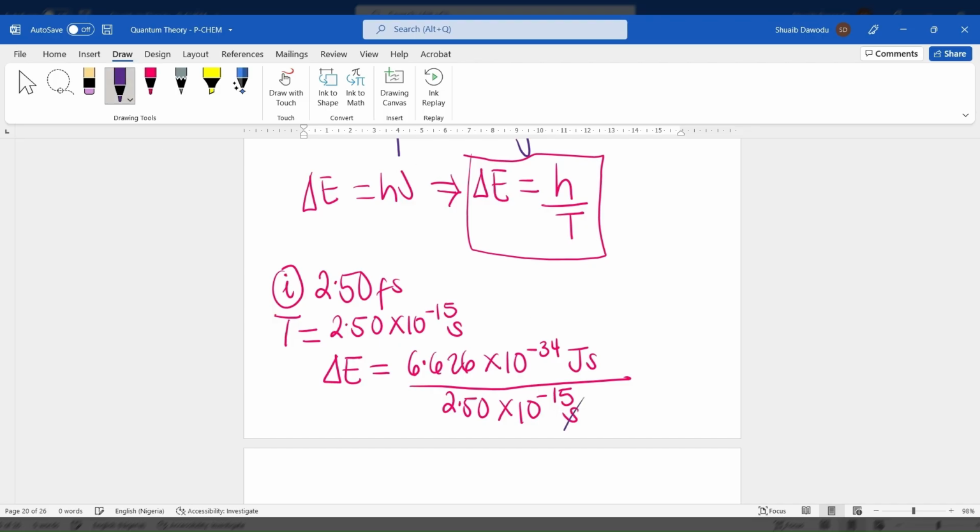So you cancel out the seconds, and what you end up with is change in E equal to 6.626 times 10 raised to the power of negative 34 joules divided by 2.5 times 10 raised to the power of negative 15. The answer ends up becoming 2.6504 times 10 raised to the power of negative 19 joules. So this is basically it.